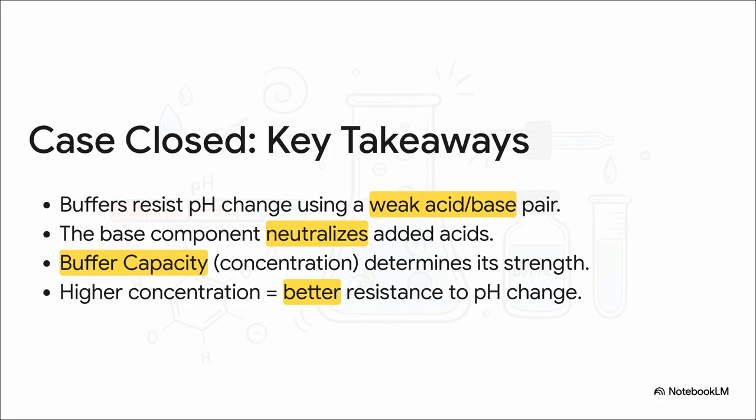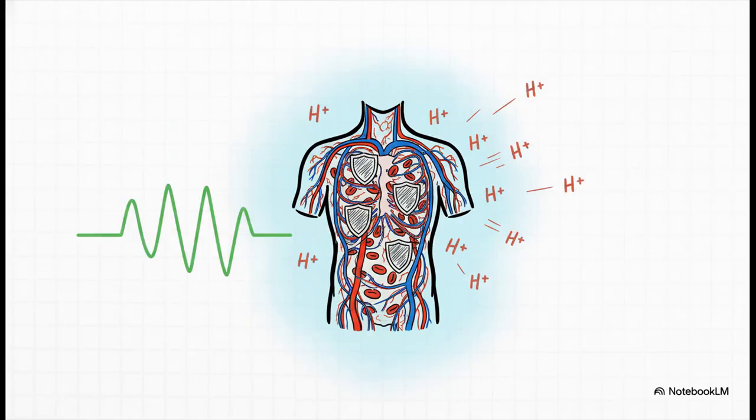Case closed. And here's why all of this matters so much, beyond a chemistry lab. This isn't just some clever textbook problem. This exact principle is happening inside your body right this second. Your blood is a buffered solution, and it works tirelessly to keep your pH at about 7.4. If it swung around as much as the water in our experiment did, you wouldn't survive. Buffers are literally essential for life.